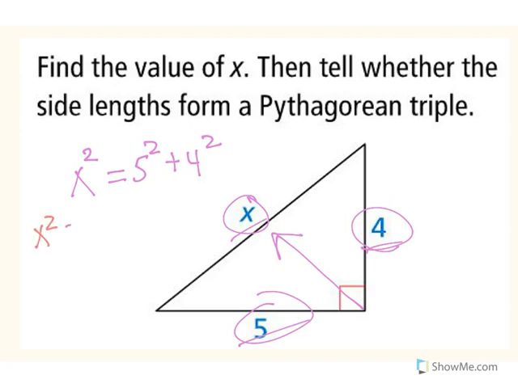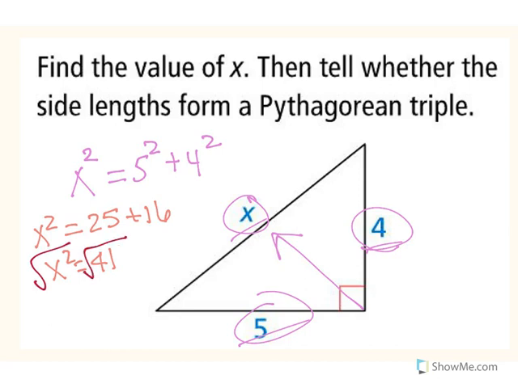So we've still got x squared. 5 squared is still 25. 4 squared is still 16. That gives us 41. So x squared equals 41. So we're going to take the square root of both of those. I'm going to put it in my calculator to see what happens.